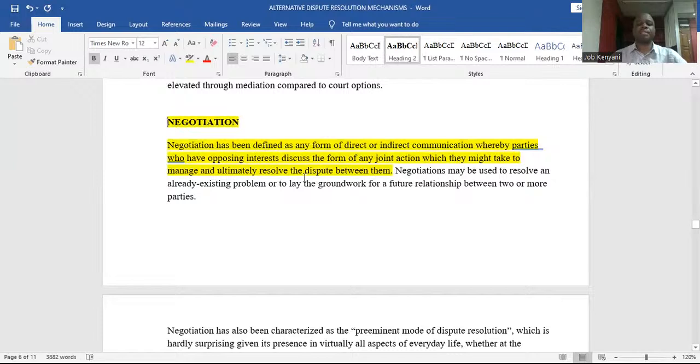You can see that under mediation and arbitration, there's a third party who is involved. Under negotiation, no third party is involved. So the parties by themselves are the ones who will resolve the matter. They can just decide to meet and take action as to how they will resolve their own disputes amongst themselves. Negotiations may be used to resolve an already existing problem or to lay the groundwork for a future relationship between two or more parties.